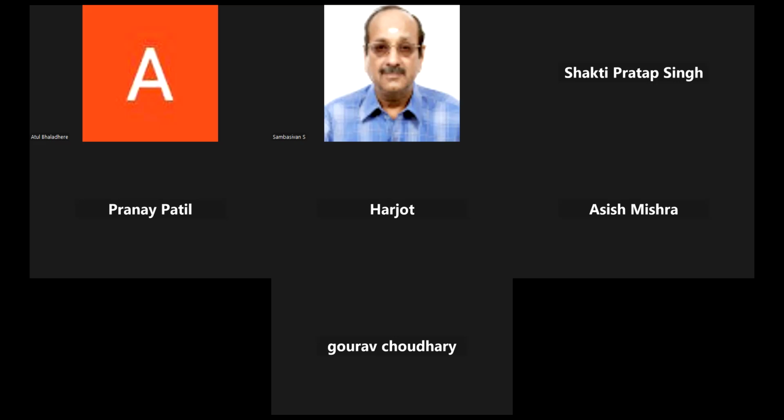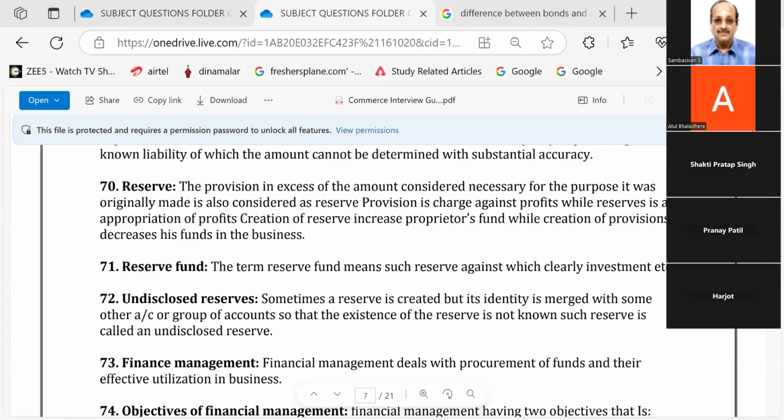Shakti Pratap, after the 61st point, the 71st point, please read. Sir, the screen is not visible to me. Sorry, it is visible now. Sometimes this happens. Reserve fund, please.